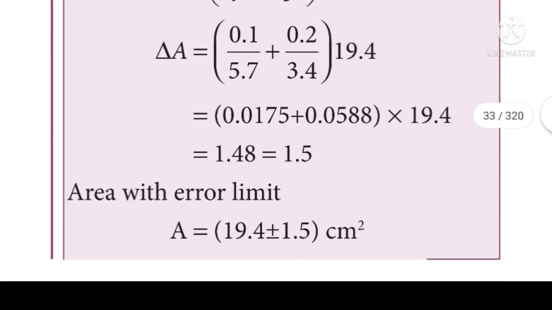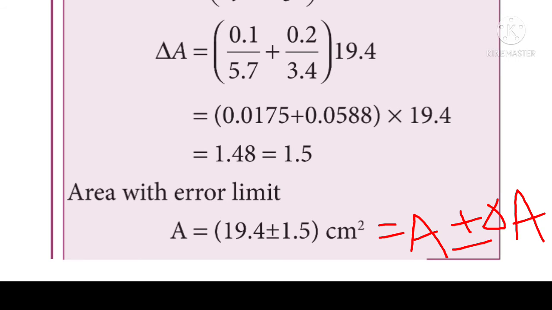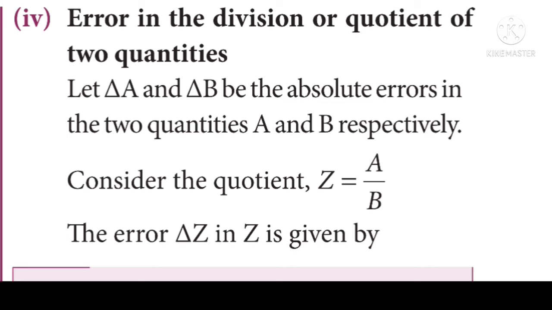After simplification, we will get 0.0175 plus 0.0588 into 19.4. Hence, the result becomes 1.48, which is approximately equal to 1.5. So, area with error limit can be written as A is equal to A plus or minus del A, which is equal to 19.4 plus or minus 1.5 centimeter square.